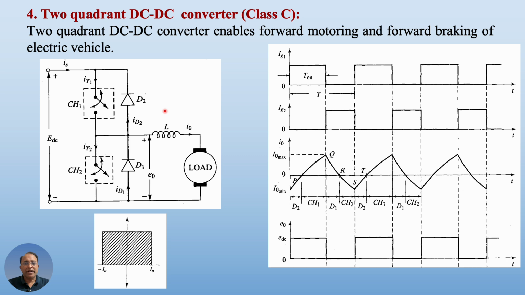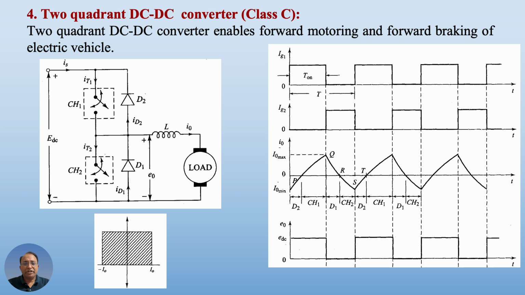So let us check the circuit diagram as well as the waveform. In the circuit diagram there are several devices: chopper 1 switch 1, chopper 2 switch 2, then diode 1 and diode 2. Apart from that, the waveforms indicate the switching sequence. Ig1 shows the switching sequence of chopper 1, so chopper 1 will remain on here, and will be off here. Similarly, for chopper 2 this is the switching sequence, and then I0 is the output current flowing through the motor, and E0 is the voltage appearing across the motor. This load basically means the motor that we want to drive.